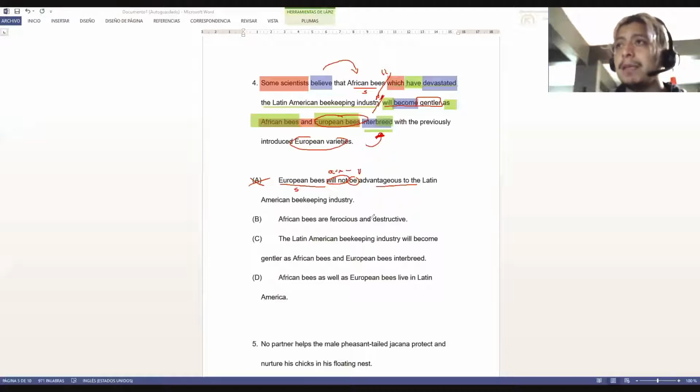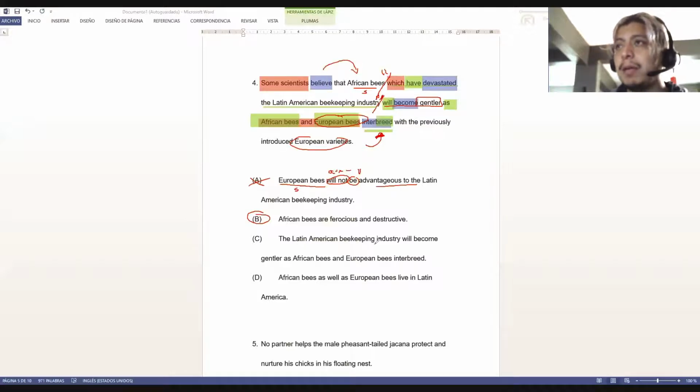B, African bees are ferocious and destructive. Again, in the text, it doesn't say that, but it says that these African bees devastated the Latin American beekeeping industry. If they devastated or destroyed the beekeeping industry, I guess we can make the inference that they are destructive and they are ferocious. They are devastating. They devastated the industry.